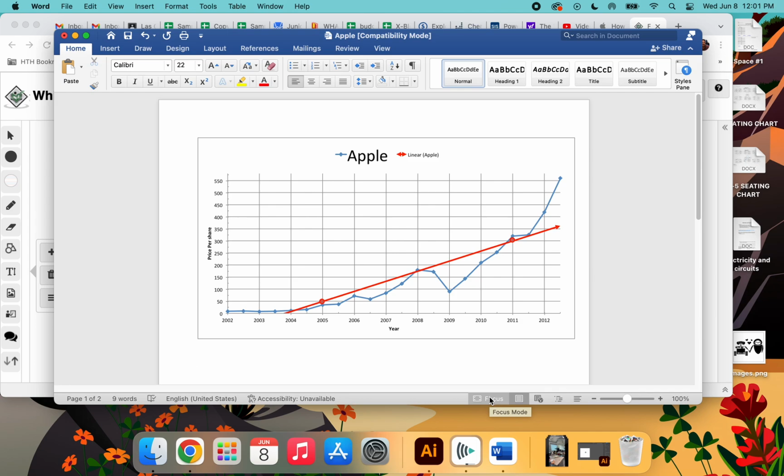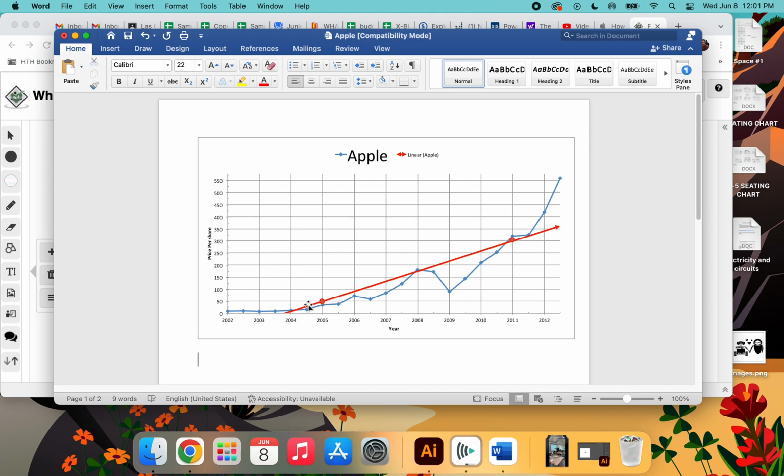Now that we've figured out our template, this is what it's going to look like for whatever stock you have. This is an example of Apple. You can see what's called the line of best fit, this red line, and that's the line it shows on your template.